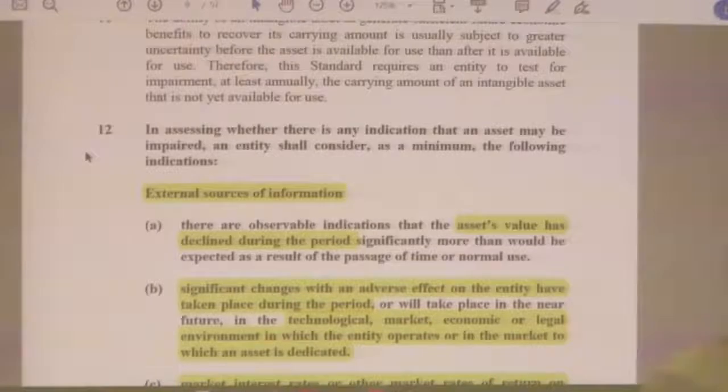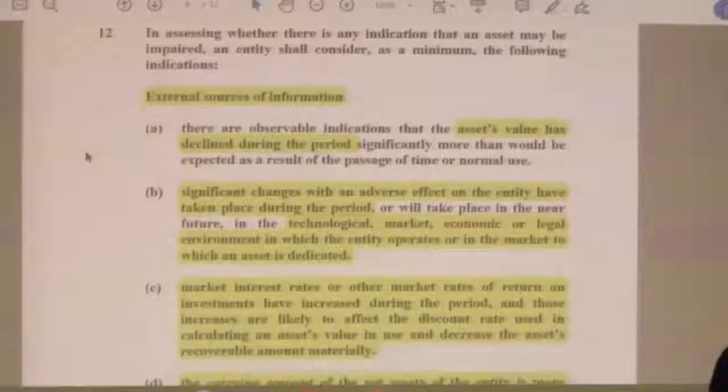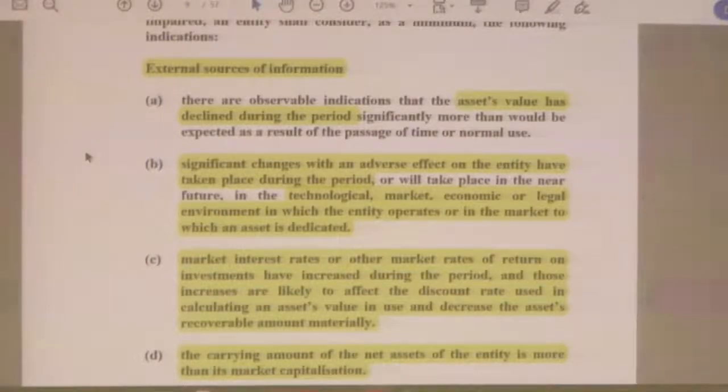When you identify impairment, there are two types of indications. What are the two types of indications? Internal and external. It can be external indication or internal, right? External explains these are the indications. What are they? External sources of information. I have highlighted, there are observable indicators that the asset value has declined during the period significantly more than would be expected as a result of passage of time or normal use. Asset value has declined during the period significantly, external indication.